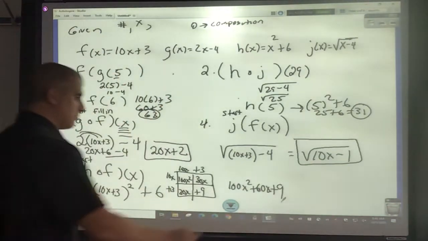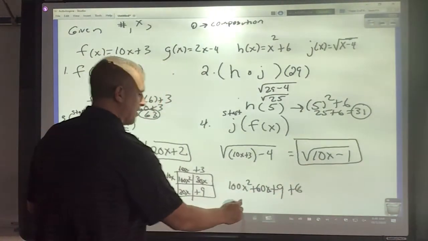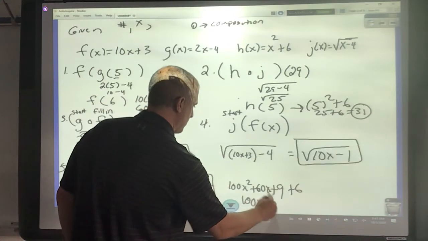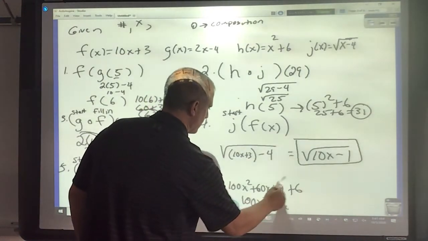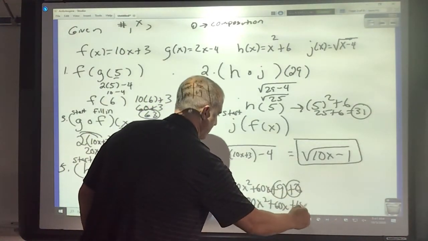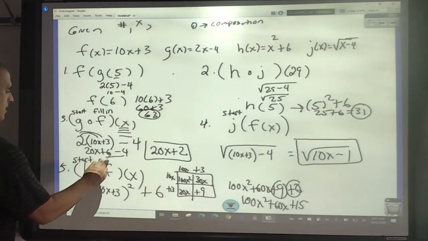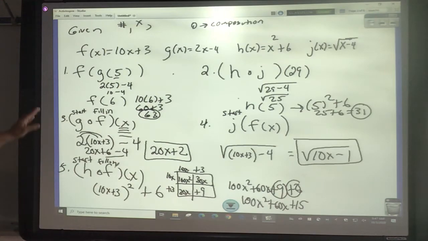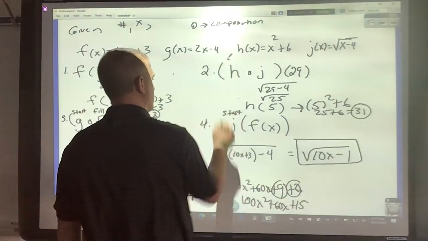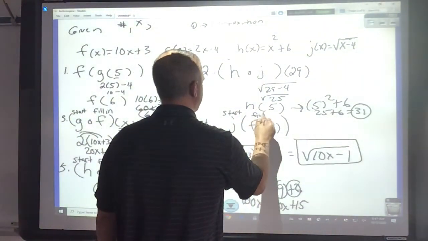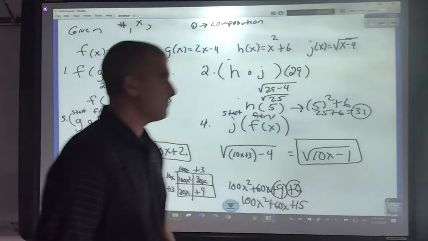And I also have this plus 6 over here. Not as many like terms as last unit. This is 100x squared plus 60x. These are my only like terms, which would make that 15. So a little bit different of a function here. You start with this function, and the second one you fill in.